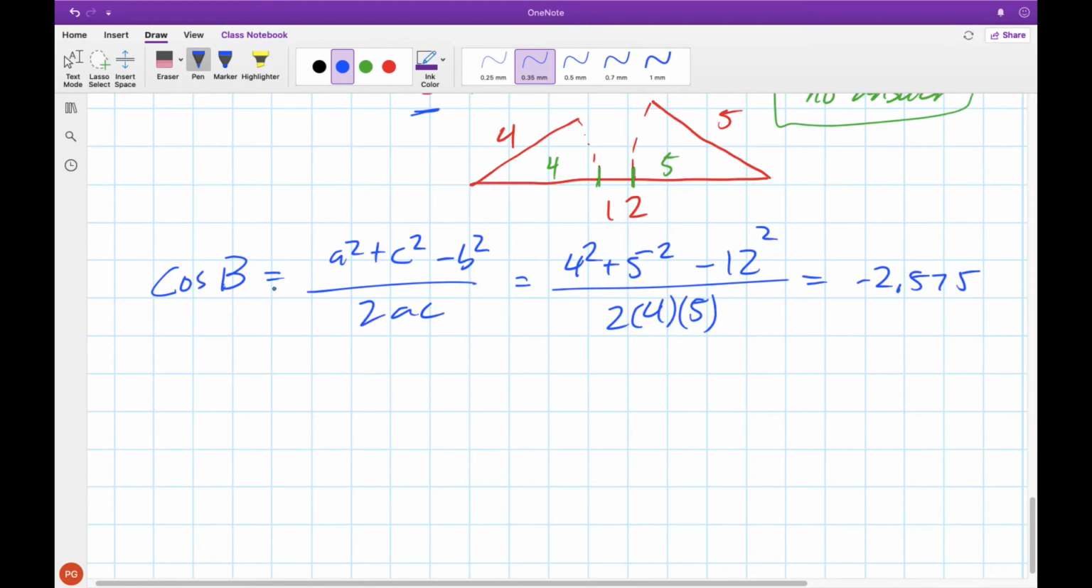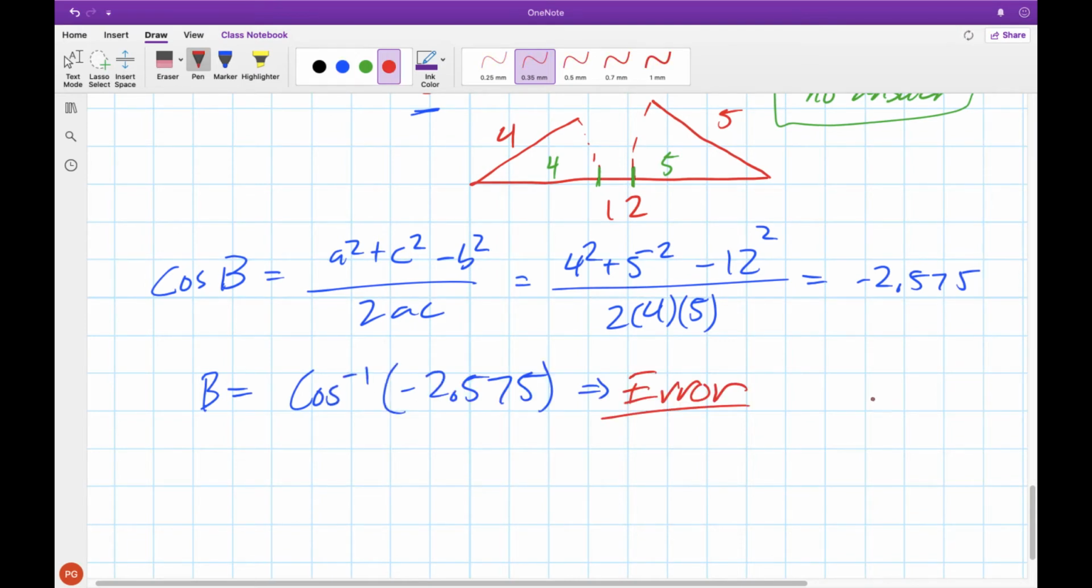If you try and plug this into your calculator to find angle B using inverse cosine, you're going to end up with an error. Now, this also came up when we were using sine law sometimes, and we would end up with an impossible triangle. The way we could understand this was by looking at a graph of cosine between 0 and 180 degrees, because all of these angles need to be between 0 and 180 degrees.